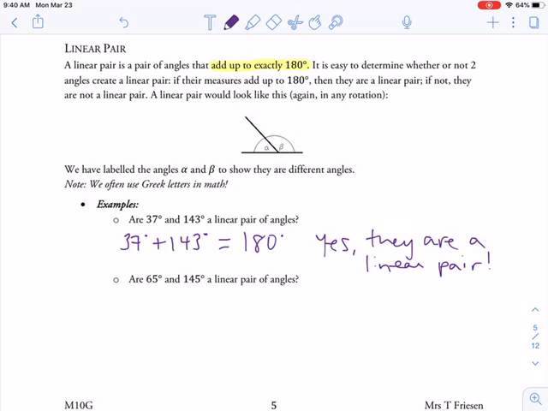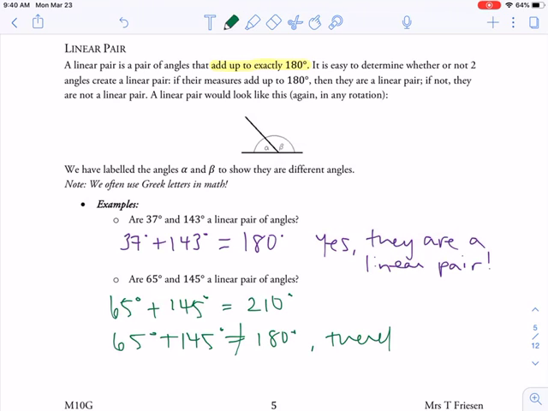Perfect. So the next example. 65 and 145, same thing. We're just going to add them up and see if they equal 180. So 65 plus 145 actually equals 210. And so we can say then that 65 plus 145 does not equal 180. Therefore, they are not a linear pair. Okay, so that's how we do those.